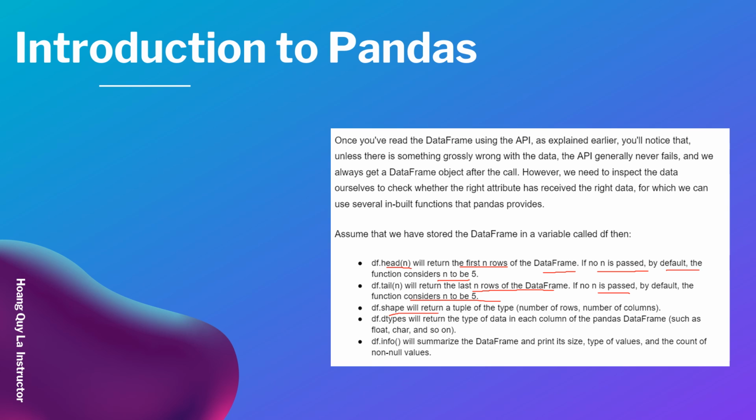df.shape will return a tuple, which is the number of rows and number of columns. dtypes will return the type of data in each column of the pandas data frame, such as float, char, and so on. And finally, info will summarize the data frame and bring in the type of values and count of the null values.